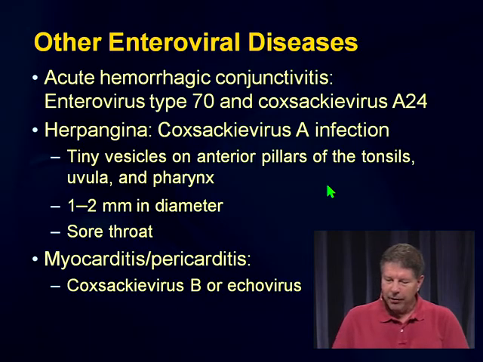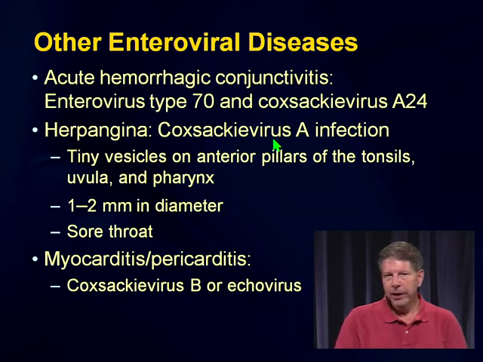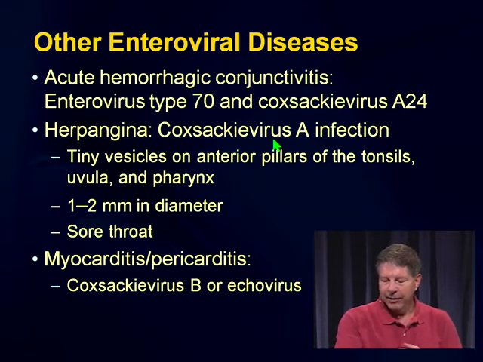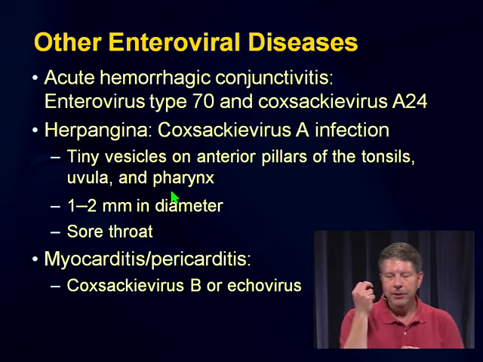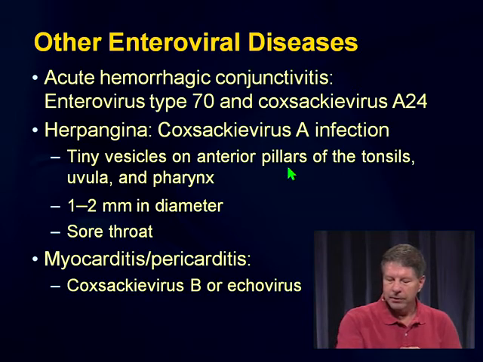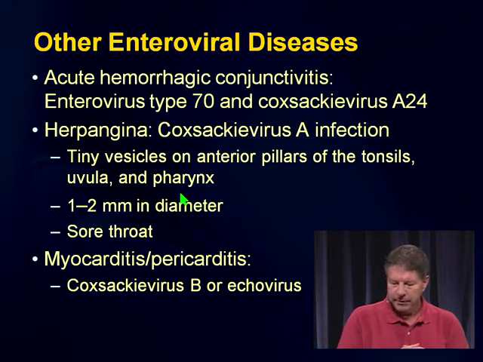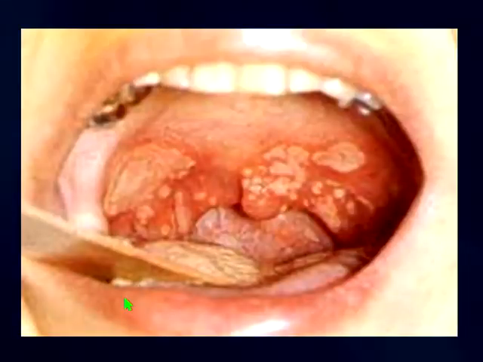All right. Other enteroviruses here, herpangina, remember, is from Coxsackie virus as well. And this is where they get tricky, because you have to remember to separate these out from herpes. So herpangina is due to Coxsackie virus, and it affects the anterior pillars of the tonsils, uvula, and pharynx. So you look back there and you see these tiny little vesicles on the anterior pillars of the tonsil, the uvula, and the pharynx. They're very tiny and they have a sore throat. Remember, myocarditis we can see with Coxsackie virus as well. And here's what you might see on the pillars.